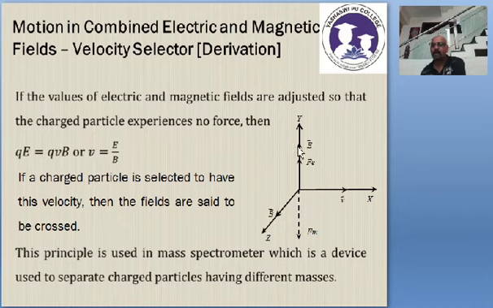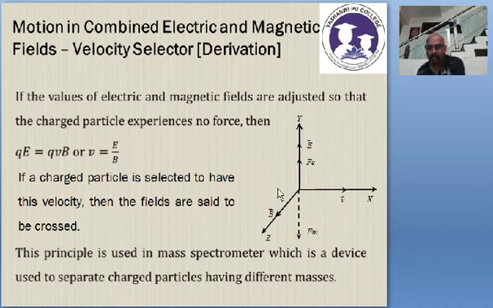Suppose the forces are opposite, and they are equal. If the values of electric and magnetic fields are adjusted such that the charged particle experiences no force, then the magnetic force is equal to the electric force. You can now cancel the charge on both sides, and you will get velocity equal to E divided by B. For this condition, QE is equal to QVB, and the net force is 0. The force acting upwards is equal to the force acting downwards, so the net force is 0. So V is equal to E by B.